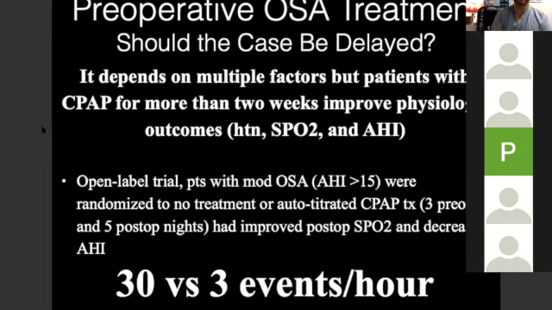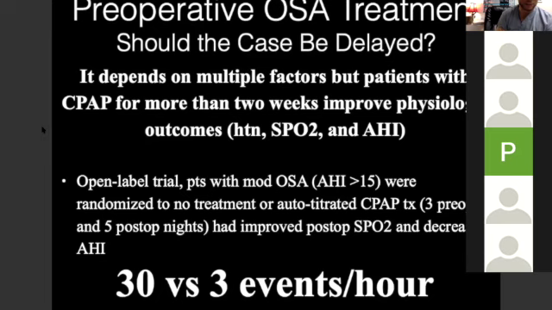Well, it depends on multiple factors, but patients on CPAP for more than 2 weeks improve physiologic outcomes: hypertension, pulse ox, AHI. And so there was an open label trial of patients who had an AHI greater than 15. They were randomized to no treatment or auto-titrated CPAP for 3 preoperative and 5 postoperative nights. And they had improved post-op pulse ox and decreased AHI. So instead of obstructing and waking up 30 times an hour, they woke up 3 times an hour with treatment. So there's evidence that treatment improves outcome as far as your AHI goes.